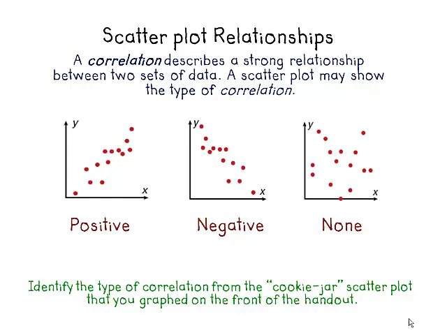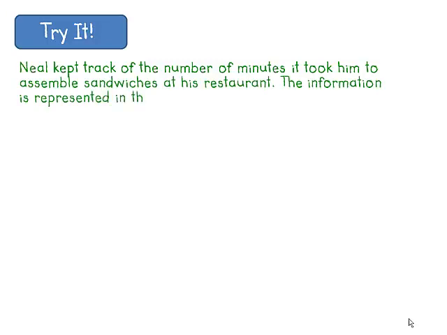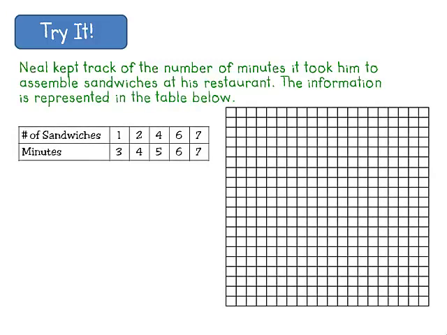Okay, I think it's time for you to try it on your own. So here's your example. Neil kept track of the number of minutes it took him to assemble sandwiches at his restaurant. The information is represented in the table below. Here's the table. Notice that the 5 values for the minutes are missing on your handout, so you'll need to fill in those 5 values.